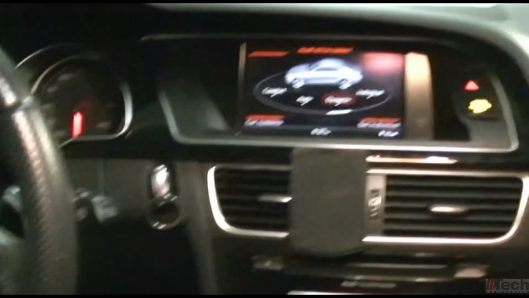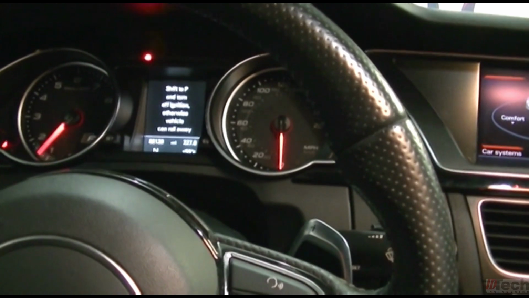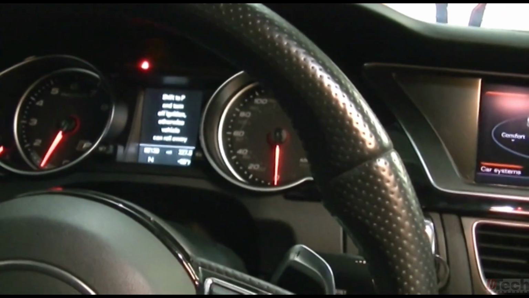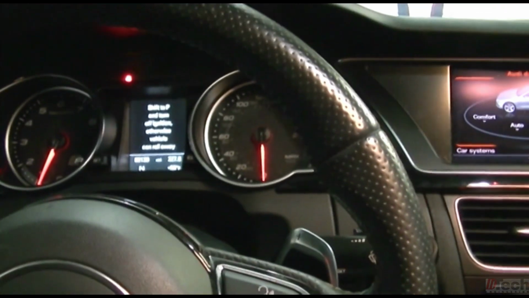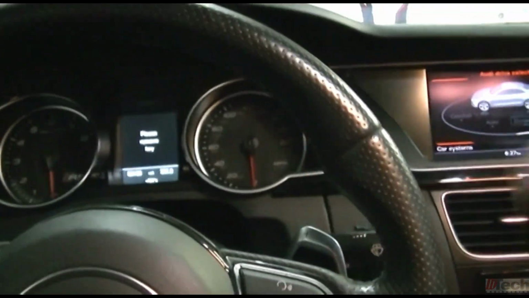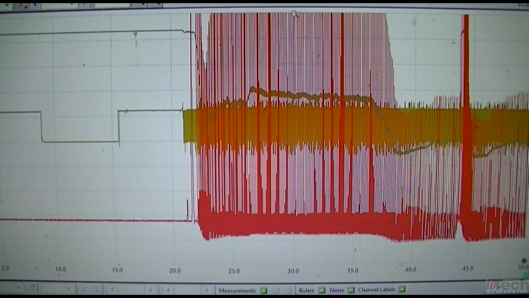Now the idle comes down. Nice rev. Let it stabilize a little bit, and then we'll shut it off. Okay, so now I'm going to show you what the captures for the startup and idle look like.